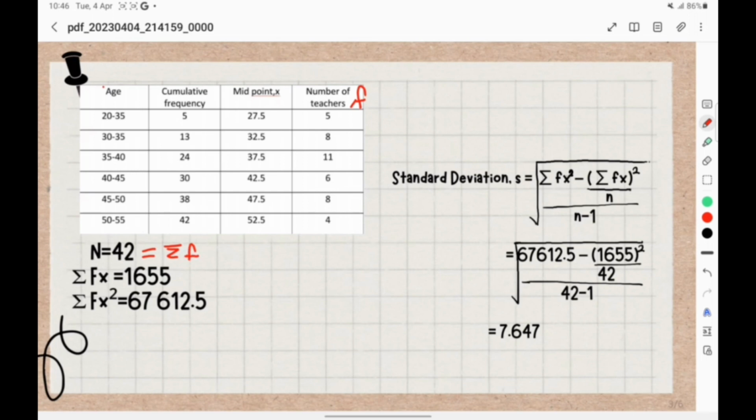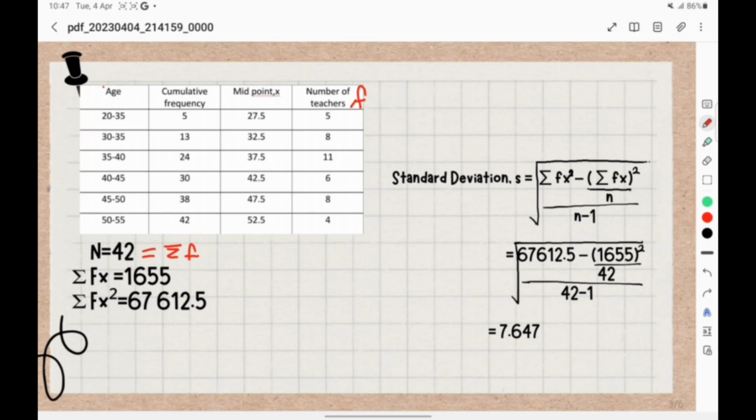Summation fx we got from the product of the midpoint times the number of teachers. So we got 1655. And the summation fx squared we got from the square of the midpoint times the number of teachers. So we got summation fx squared equal to 67612.5. Based on question A, we need to find the standard deviation.